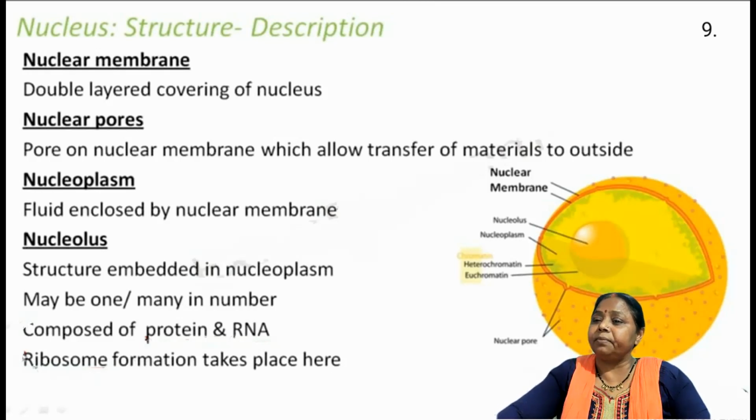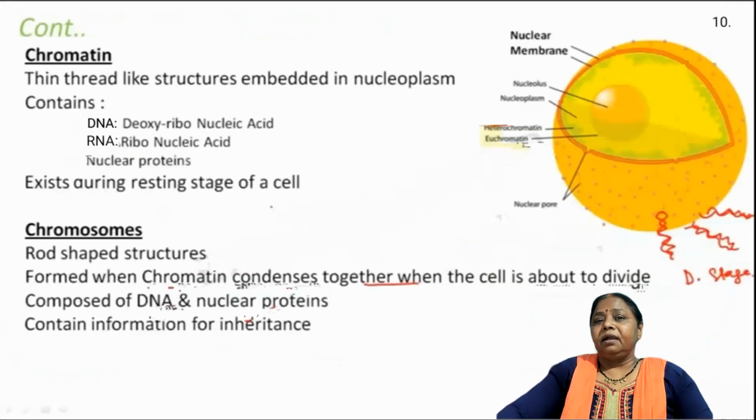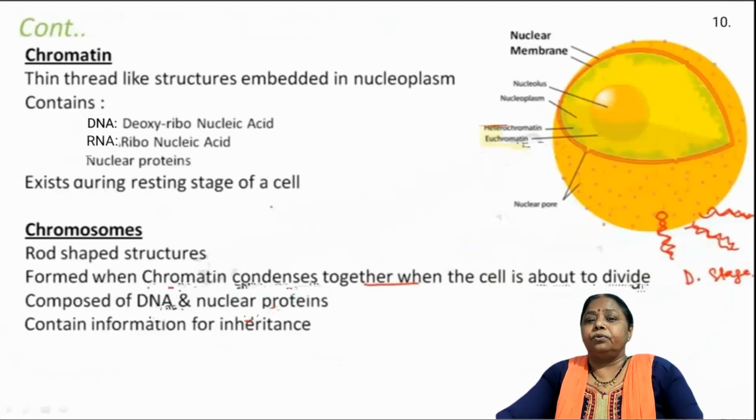जब राइबोसोम यहाँ से बनता है then this ribosome goes out of the nucleus into the cytoplasm और वो ये पोर के थ्रू जाता है. ओके, तो ये आपको जानना है. These structures you should know. Now the chromatin और chromosome.